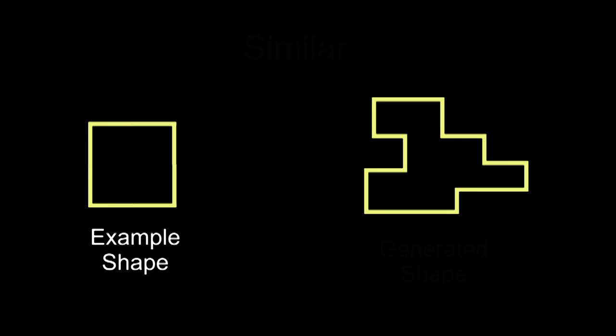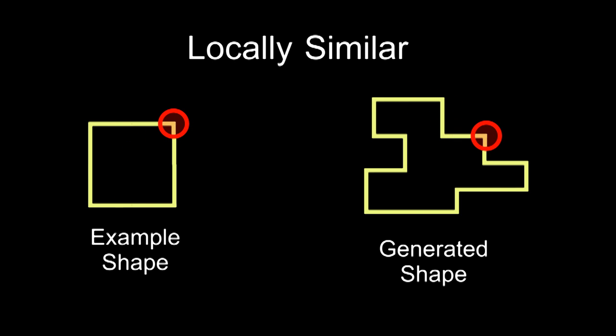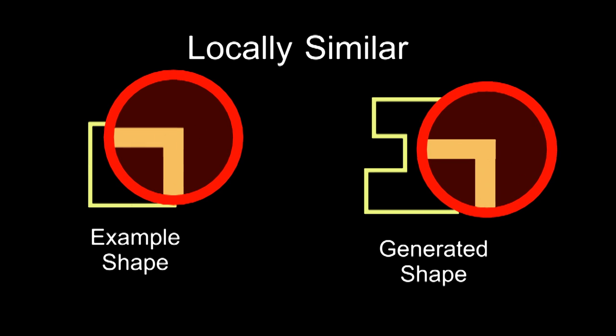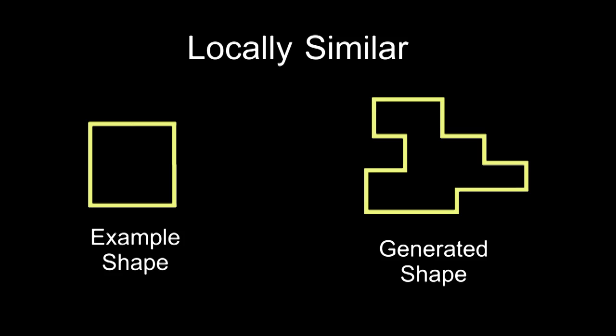What does it mean to be similar to the example? If you look at any small part of the new shape, it must match part of the example. Each one of the new vertices must match a vertex in the example. This is called local similarity. On a small local scale, these two shapes are the same. But on a large scale, they can be very different.